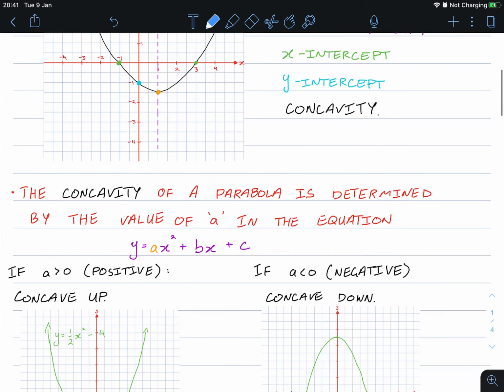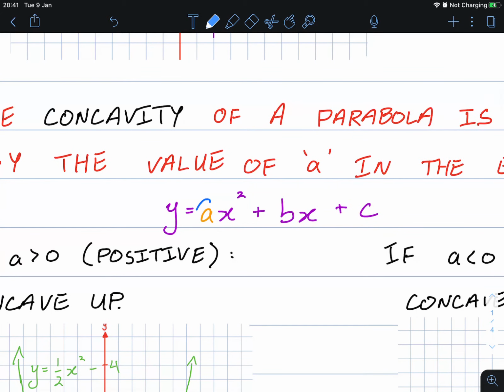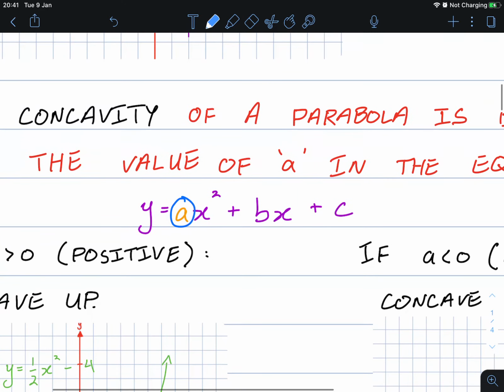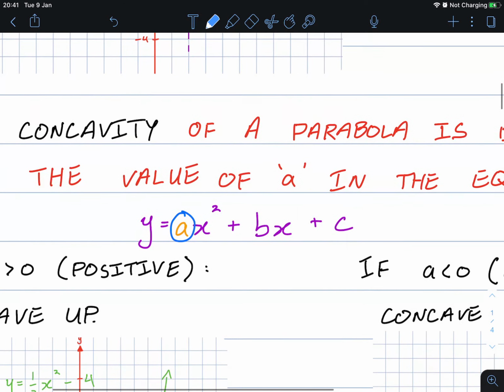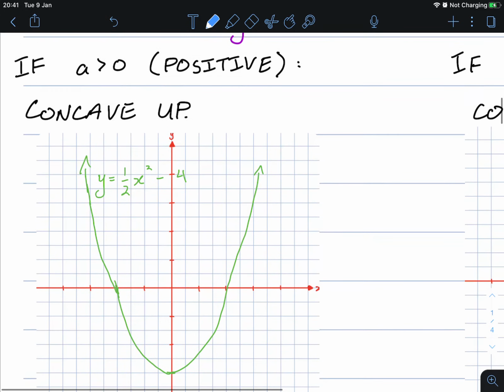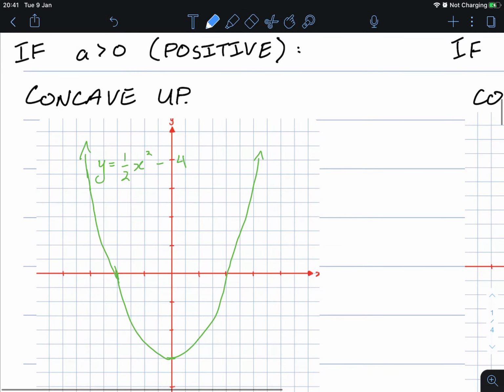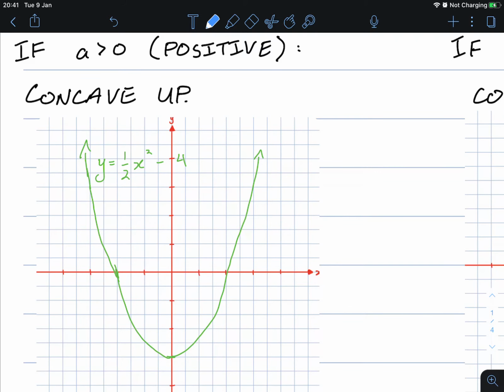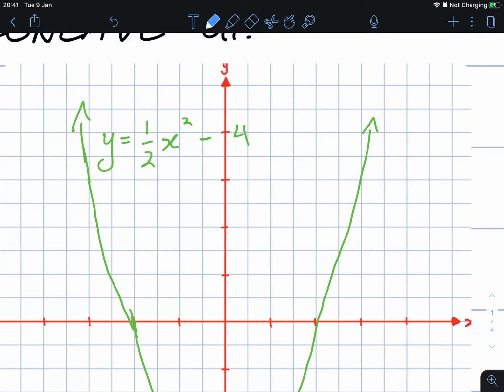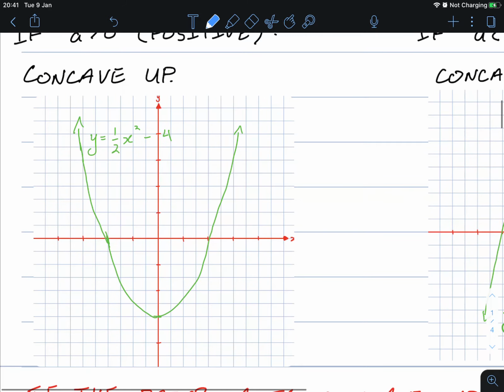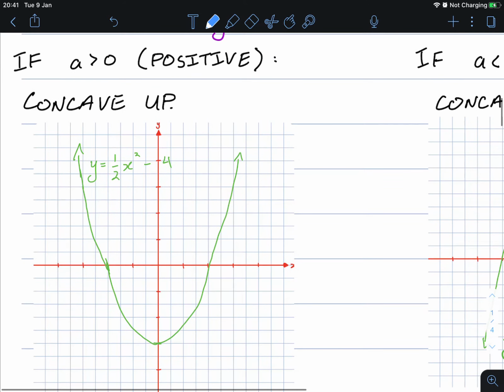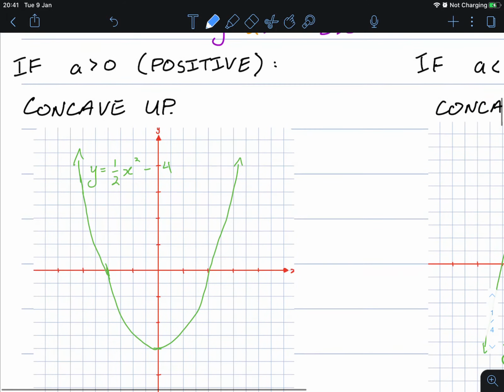The concavity of a parabola is determined by the value of a in the equation. So this value here determines the concavity of the parabola. If a is positive, the graph will be concave up. So in this case, the value of a is half. Half is positive, so the graph has a concavity that is up. A nice and easy way to remember this: it's positive, so it's smiley.